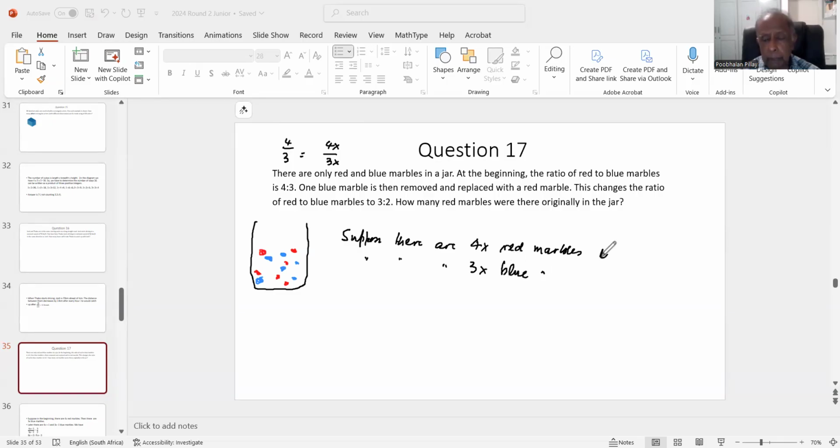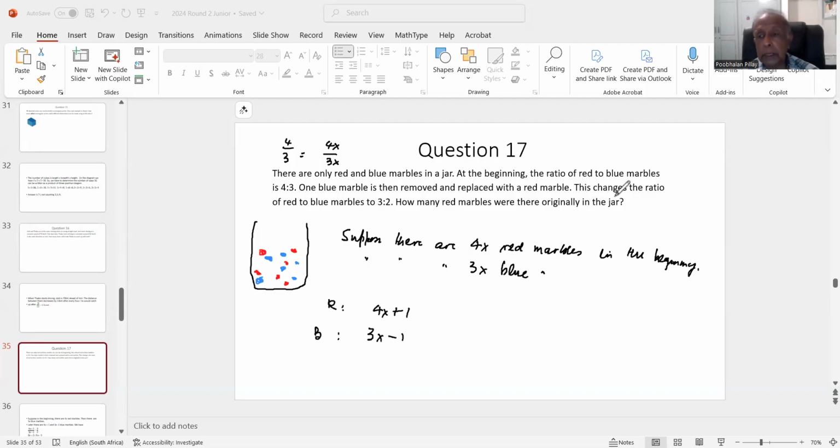This is in the beginning. Why do I say in the beginning? Because something happens there. If you read the rest of the story, then one blue marble is removed and replaced with a red marble. So one blue marble is removed, so now you have 3x minus 1 blue marbles, and it's replaced with a red marble, so the red marbles increase by 1.